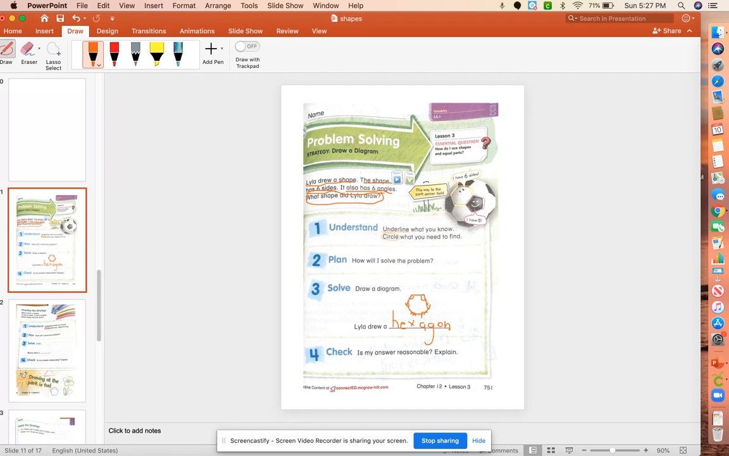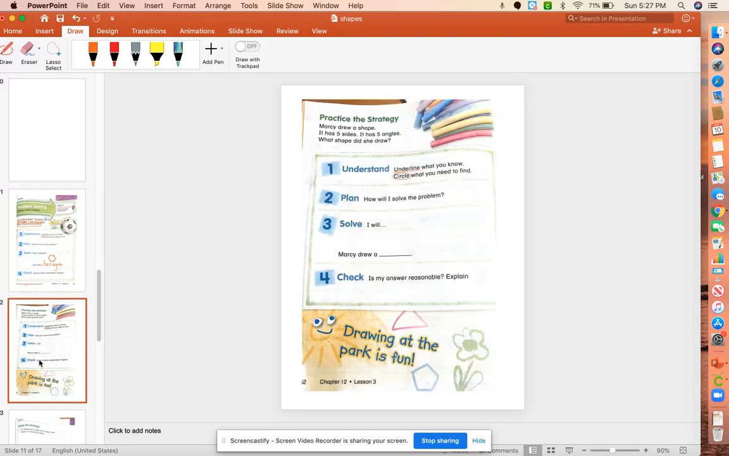Now, number 4 is for you to make sure that you are checking your answer with something that makes sense. Is it reasonable? Is the answer smart? So if I would have said a circle, would that be a smart answer at all? Because it says it has 6 sides. A circle doesn't even have any sides. So you need to make sure that your answer is always reasonable. All right, turn to the next page.